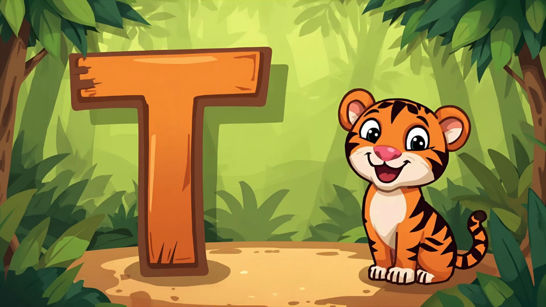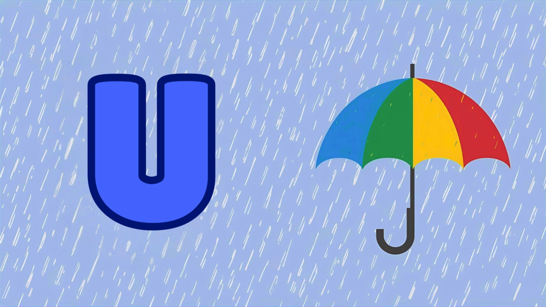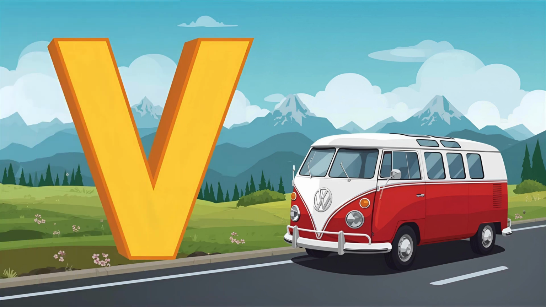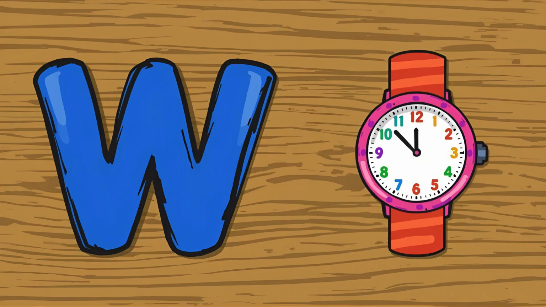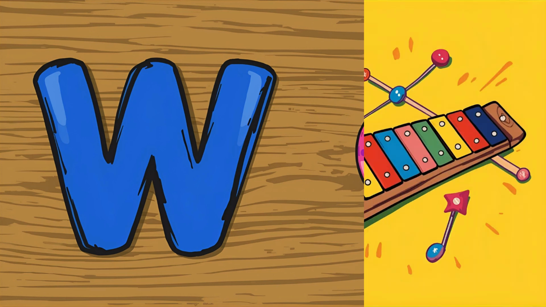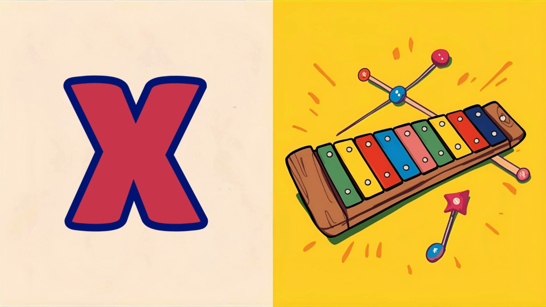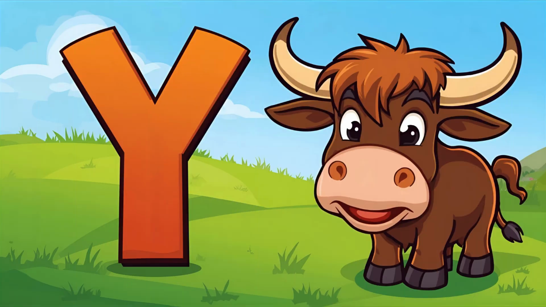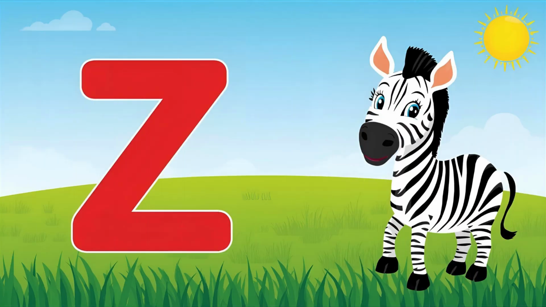T for tiger. U for umbrella. V for van. W for watch. X for xylophone. Y for yak. Z for zebra.